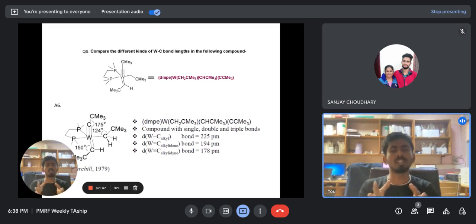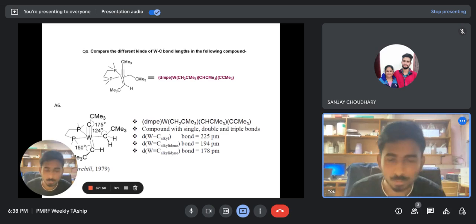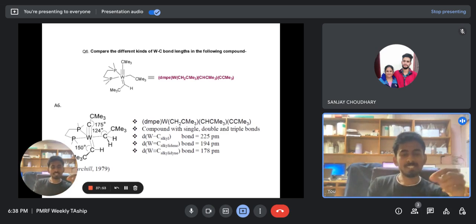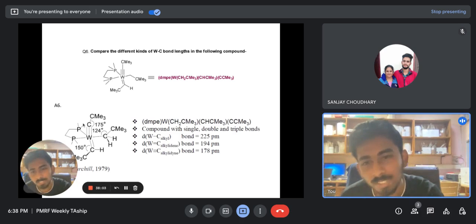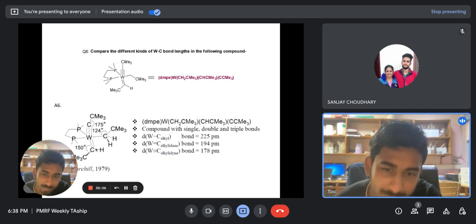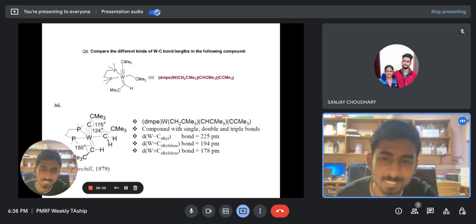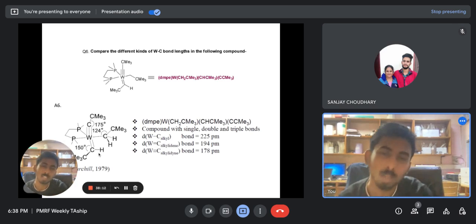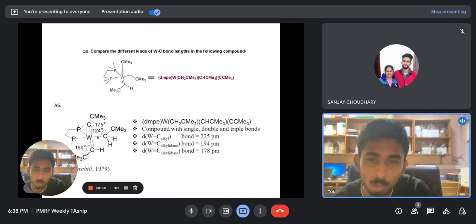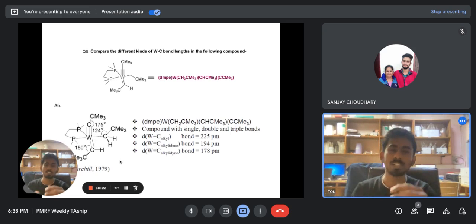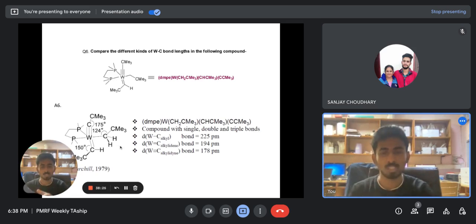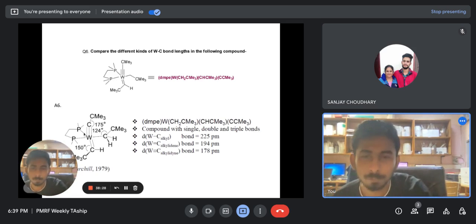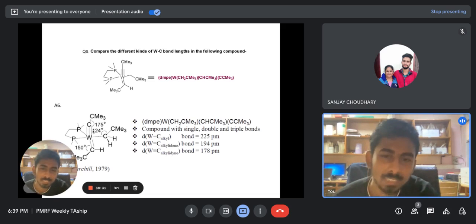But the question is not regarding the angle, it is regarding the bond length. So you know, because the electronegativity of the sp carbons is the most, and the electronegativity of the sp3 carbons is the lowest, in this case the carbon is most electronegative in this carbyne kind of system. But in this case, the electronegativity drops because it is an sp2 carbon. So the difference in electronegativity with tungsten is lower. And in this case, the carbon is sp3 in nature, that's why it is least electronegative. So the difference in electronegativity between the tungsten and carbon here is actually least. That's why the tungsten carbon bond is most stable or strongest in this bond.